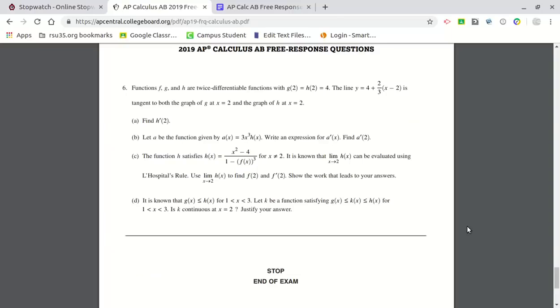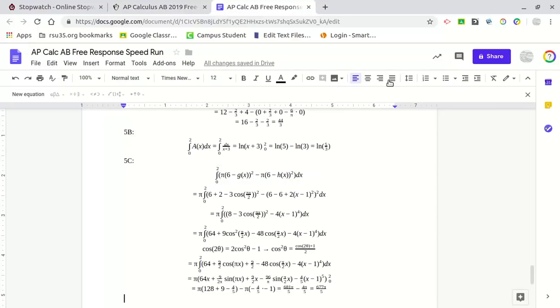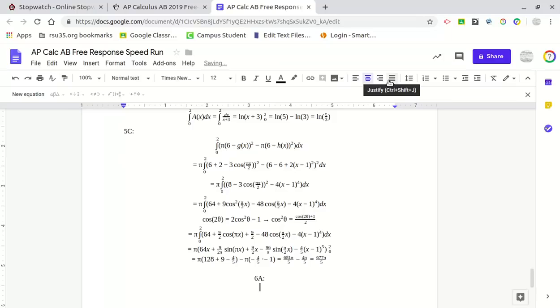Okay, let's go on. Functions f, g, and h are twice differentiable, with g of 2 equals h of 2 equals 4, and y is tangent to g and h at x equals 2. What that tells you, tangent line, tells you something about g prime of 2 and h prime of 2. So g prime of 2 is 2/3, h prime of 2 is 2/3. Also, g of 2 and h of 2 are 4, because if you plug 2 into this function, you get 4. Find h prime of 2. h prime of 2 is 2/3, because tangent lines. Whenever you see tangent line, you should be thinking: what does this tell me about the function, and what does this tell me about the derivative? The derivative is 2/3.